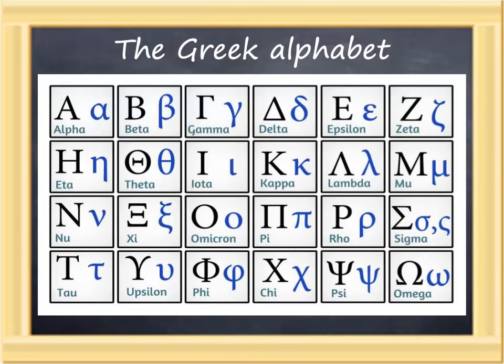These are the letters of the Greek alphabet. Alpha, beta, gamma, delta, epsilon, zeta, eta, theta, iota, kappa, lambda, mu, nu, xi, omicron, pi, rho, sigma, tau, upsilon, phi, chi, psi, omega. You must master the alphabet before you can learn any Greek. So, practice some more.